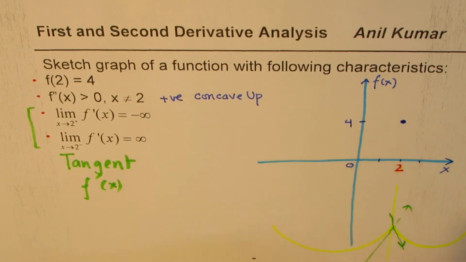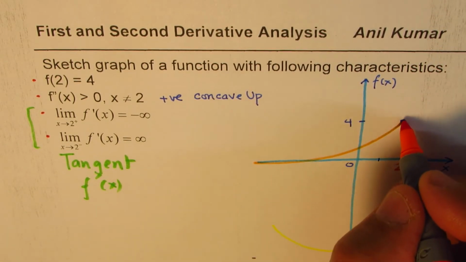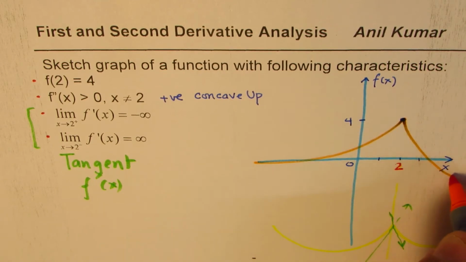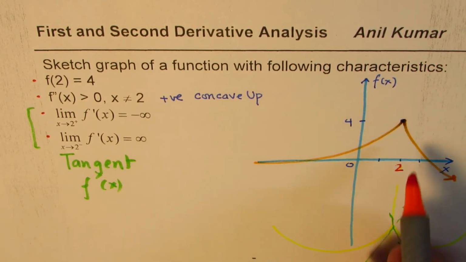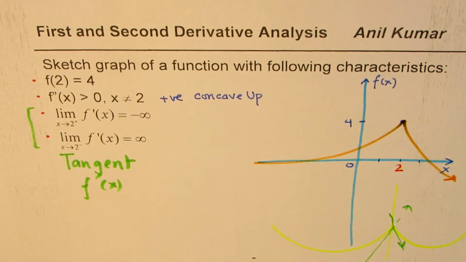So with this shape we can actually sketch the graph. Let me take a colored pen to sketch the graph, and we can say something like this, right? So we can draw a graph like this. That kind of graph will meet all these criteria, right?